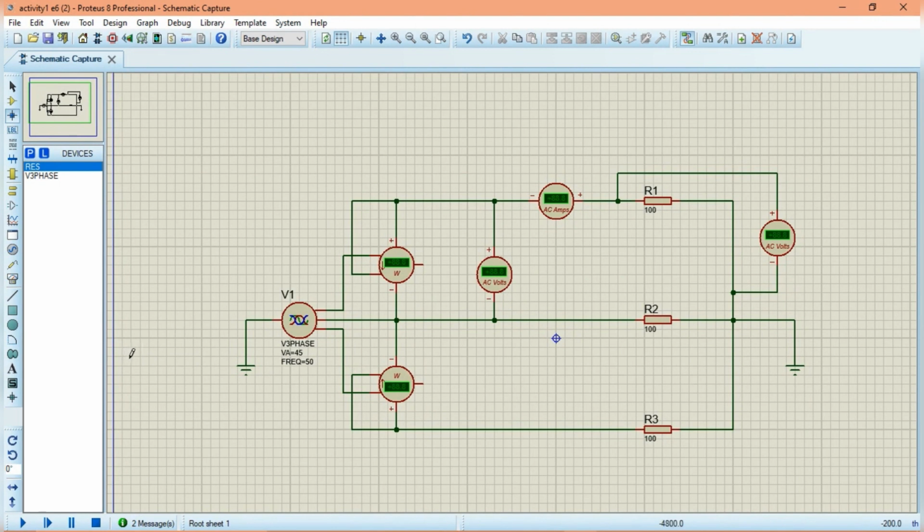Okay, today I'm going to present activity 1 for the 3-phase AC circuit. This is my circuit for activity 1. This is the 3-phase source. This is for the power. This is for VRY, and this is IRN. This is the I for VRN. This is a resistor.